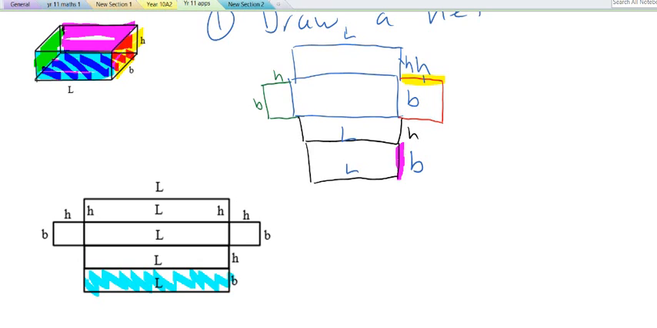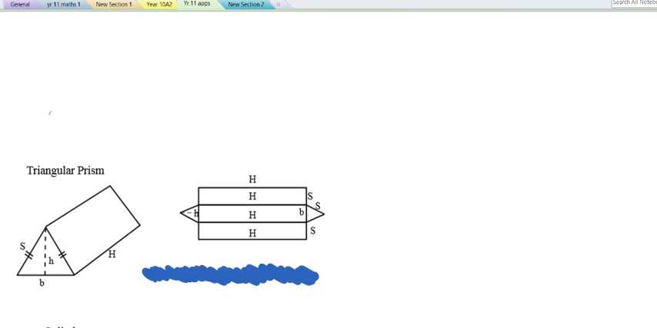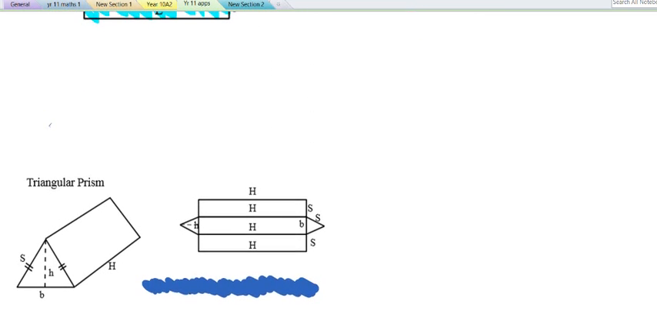How do you draw a net of like a cylinder? Good question. We're coming down to that. We'll get there in a second.